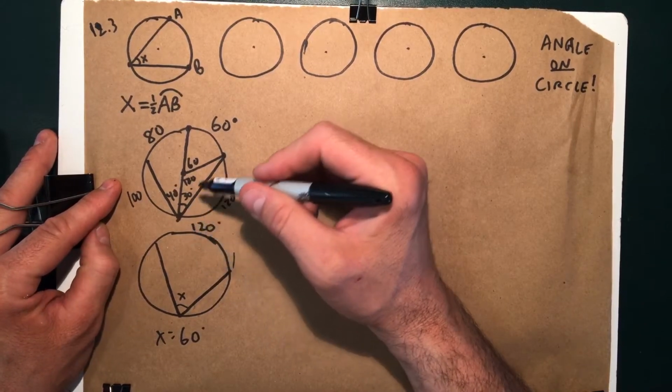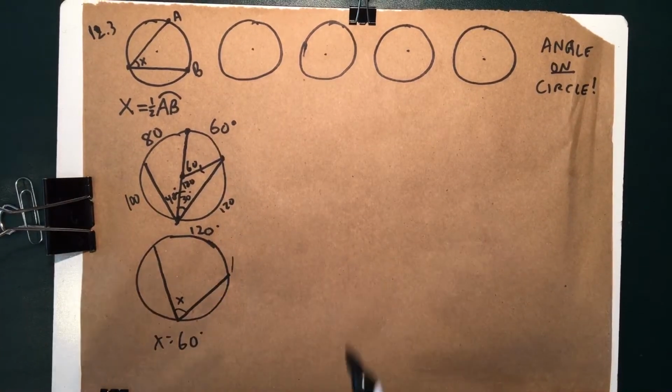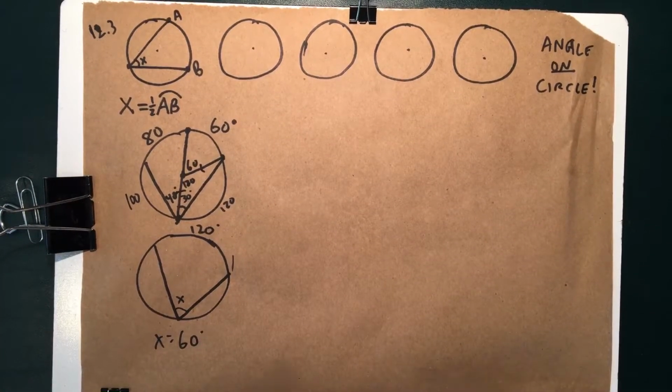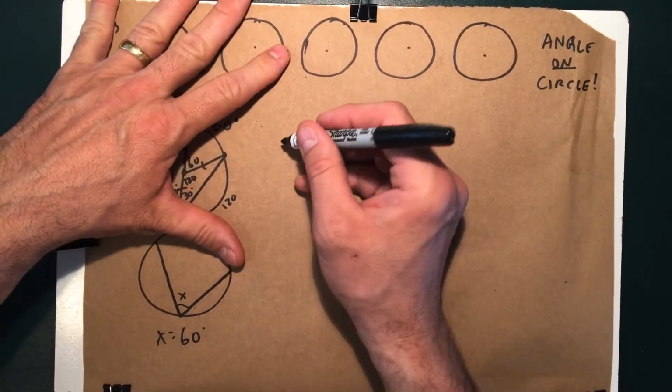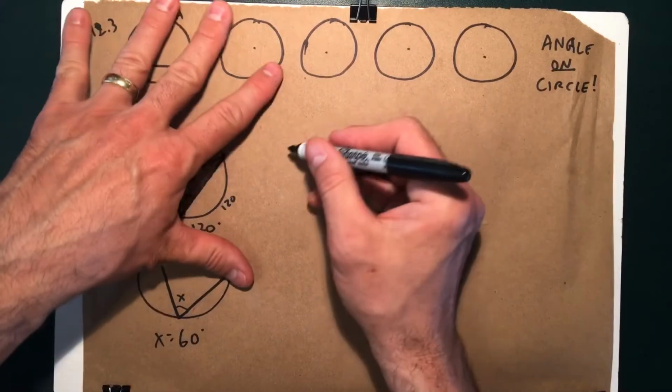Because you've got this, what's it called? Radii. Radii of a circle are congruent. Okay, so rule number one. But then rule number two is what happens. This isn't like a rule number two. It's called a corollary, which is kind of a cool word.